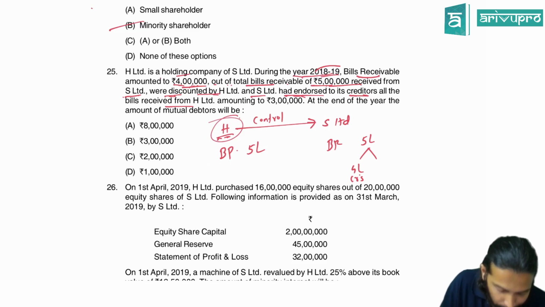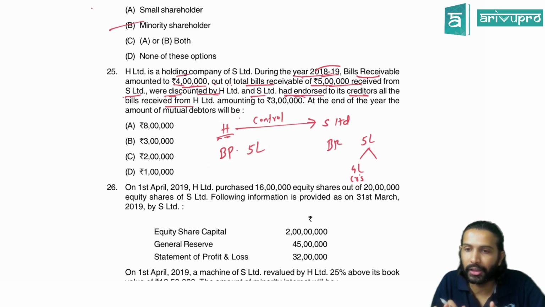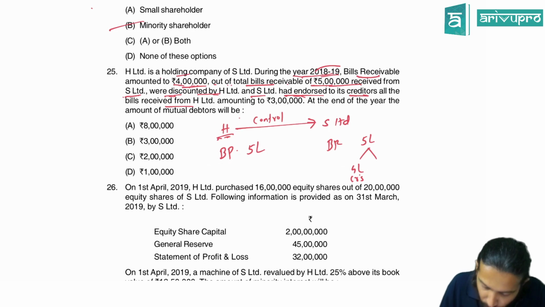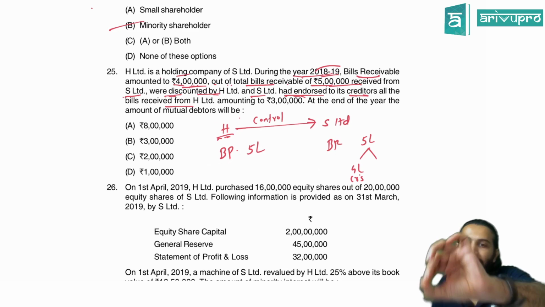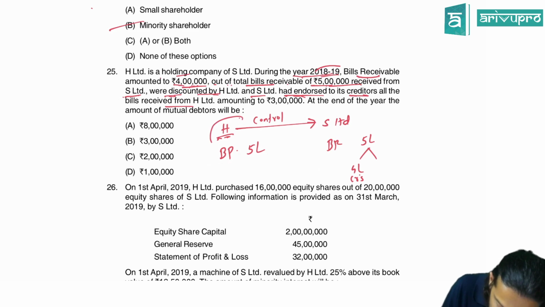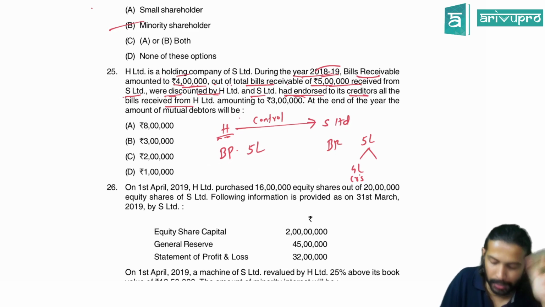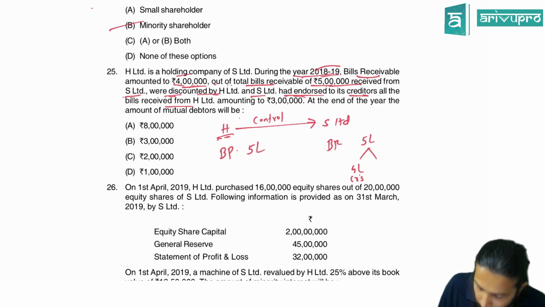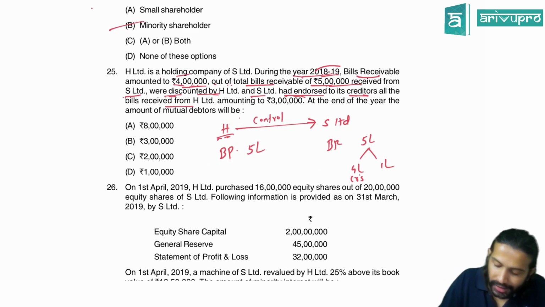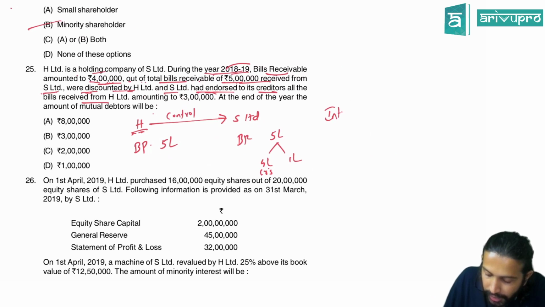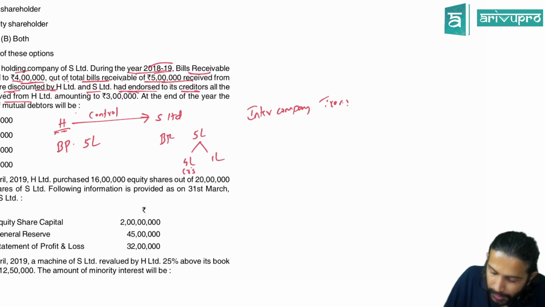Is H Limited related to this creditor? Does H Limited have control over this creditor, or only over S Limited? H Limited has control only over S Limited. That means the transaction between H Limited and S Limited you need to nullify. But these 4 lakh bills have already been given to creditors. That means how much bill does S Limited still have? 1 lakh. So what is the intercompany transaction now? Intercompany transaction meaning the bills receivable, bills payable transaction. How much is that?